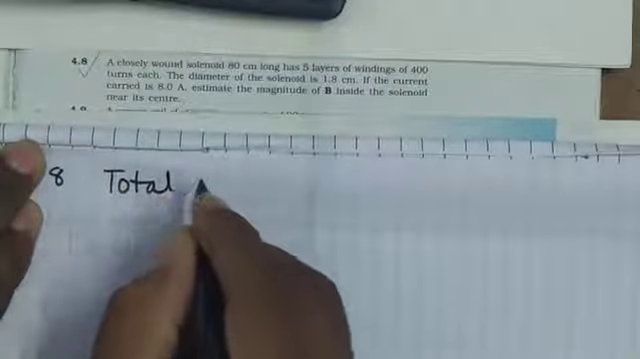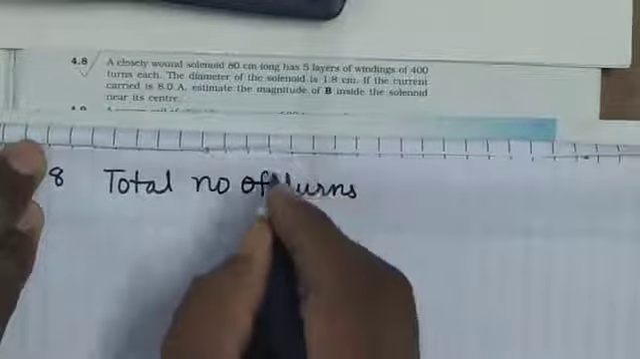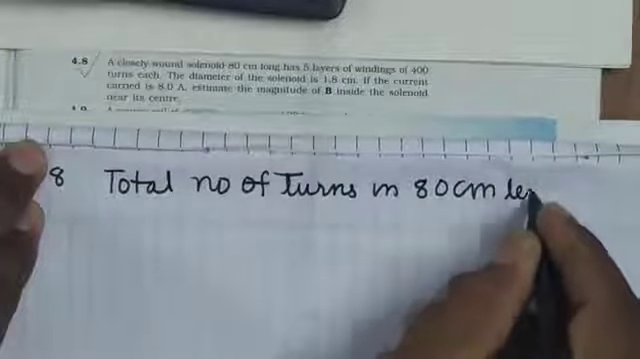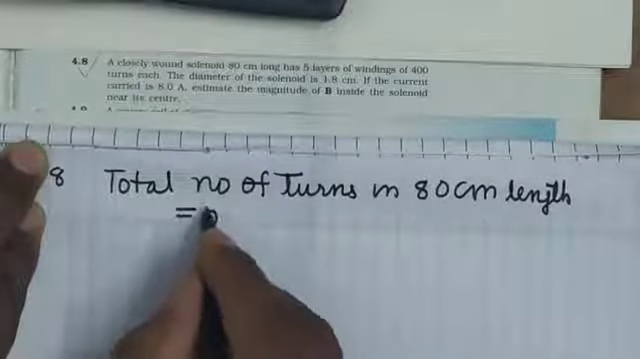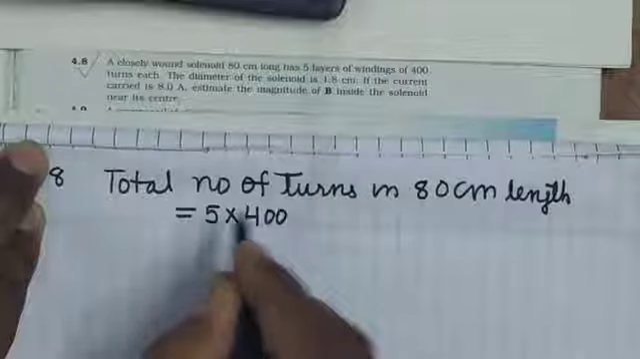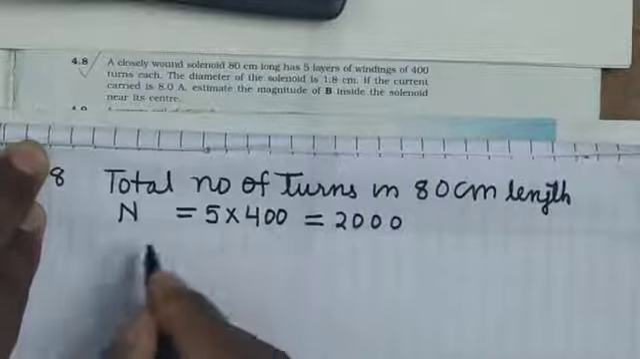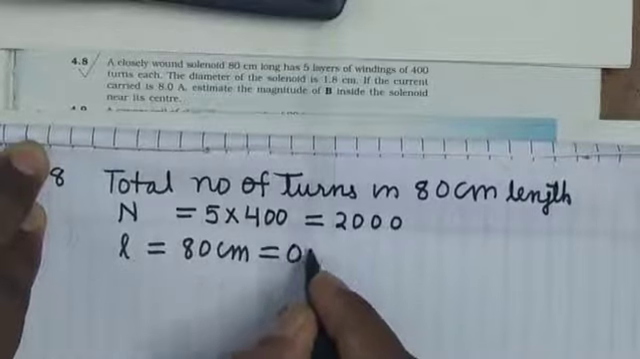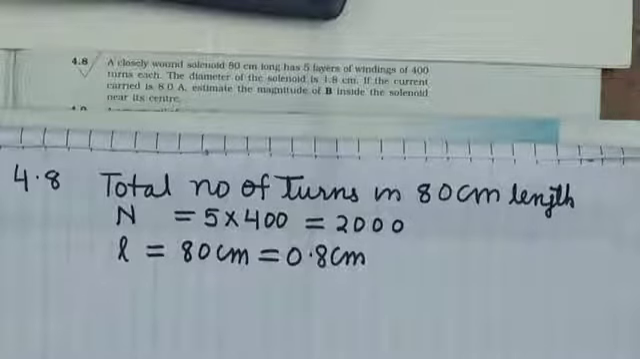So total number of turns in 80 centimeter length, that you know it is equal to 5 into 400. Total number of turns is denoted by capital N. It's clear. Here L is given as 80 centimeter, that is 0.8 meter. It's clear. Then the diameter of the solenoid.